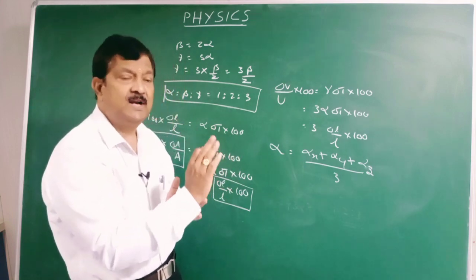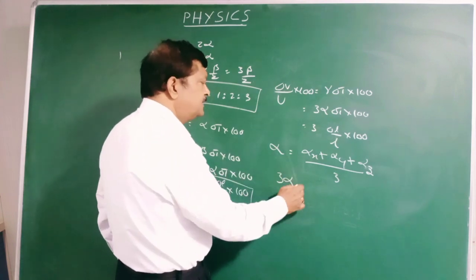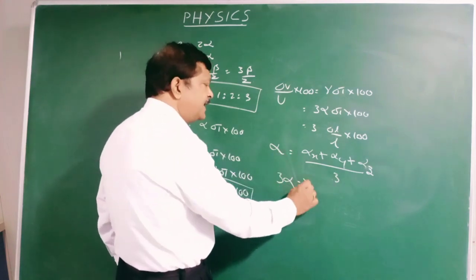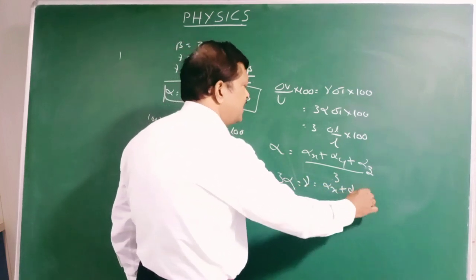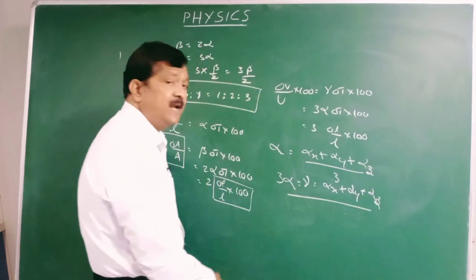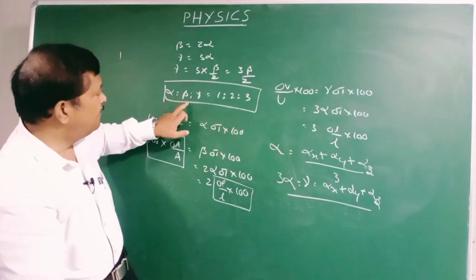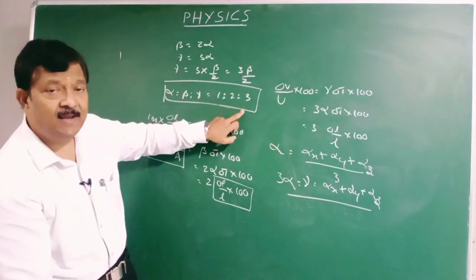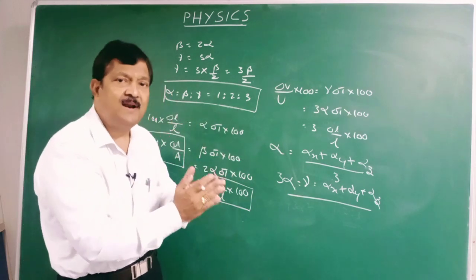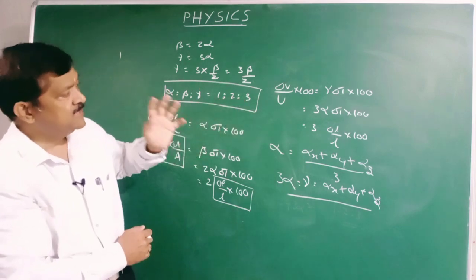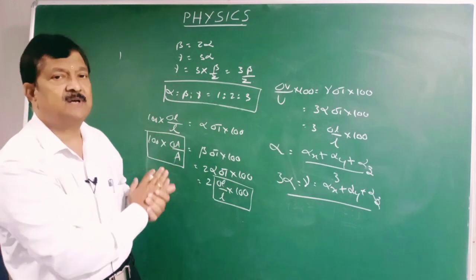Then how to get the average value of alpha? Similarly, by cross multiplication, we can take 3 multiplied by the average value of alpha, that is nothing but gamma. So gamma will be equal to alpha x plus alpha y plus alpha z. We can use this relation also in case of anisotropic solids. Remember, the ratio alpha, beta, gamma in the ratio 1 is to 2 is to 3 is not applicable for anisotropic solids. It is applicable only for isotropic solids. So this is about the relations between alpha, beta, gamma as far as isotropic solids are concerned.